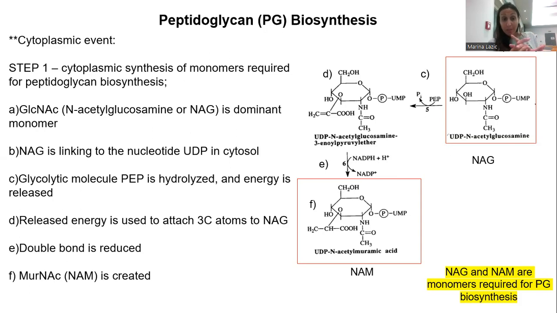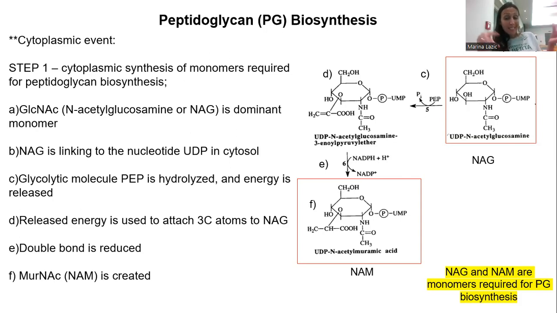Those monomers are NAG and NAM, short names for N-acetylglucosamine, that one is the dominant monomer, and N-acetylmuramic acid, which is NAM. NAG is a dominant molecule inside cytoplasm. Then NAG is linked to UDP, uracil nucleotide diphosphate, in cytosol. So build NAG, bind to UDP.